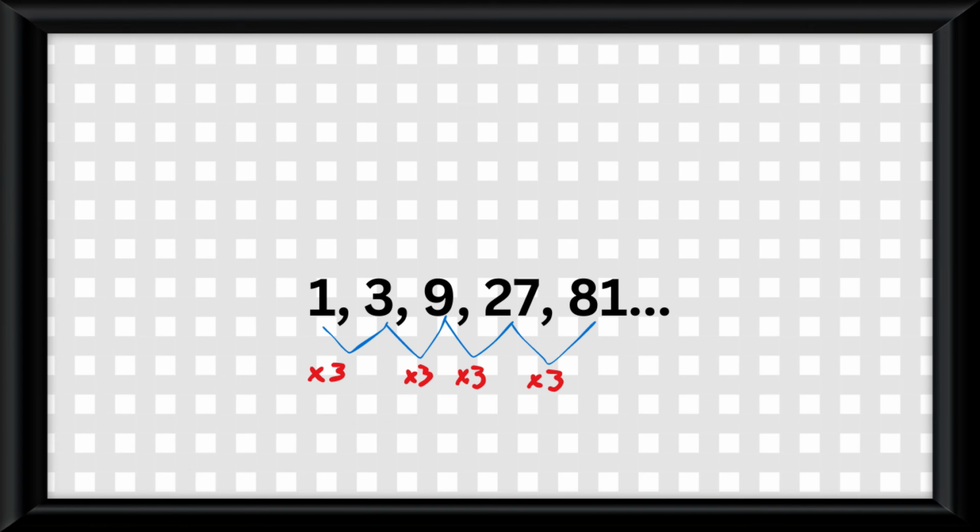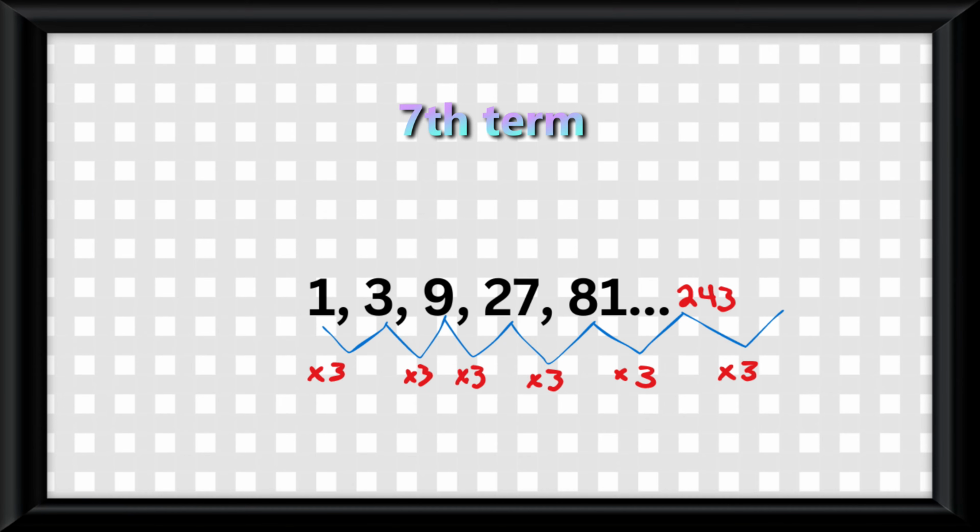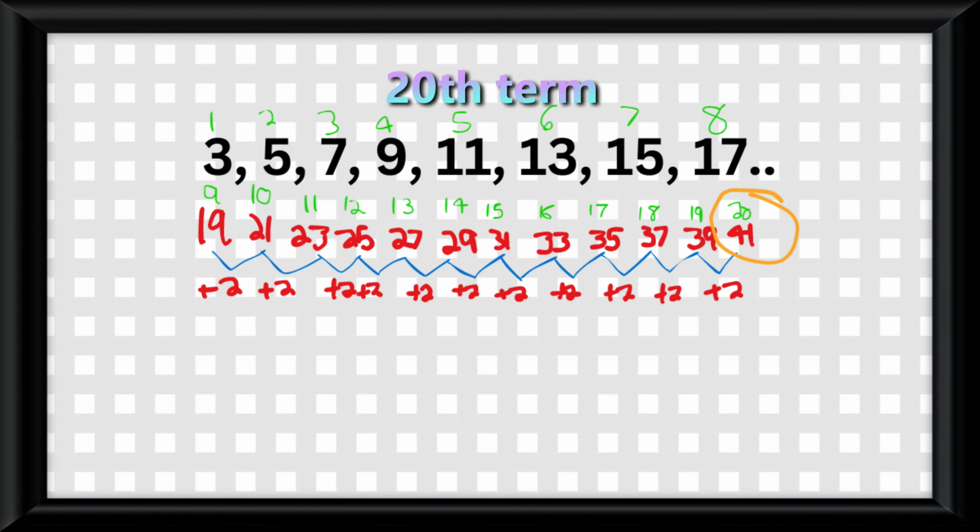So if you wanted to find the 7th number in the sequence, you can just multiply times 3 and then times 3, and it's pretty easy. And in the arithmetic sequence, if you wanted to find the 20th term, you just keep adding 2 until you get the 20th term. Pretty easy, right?